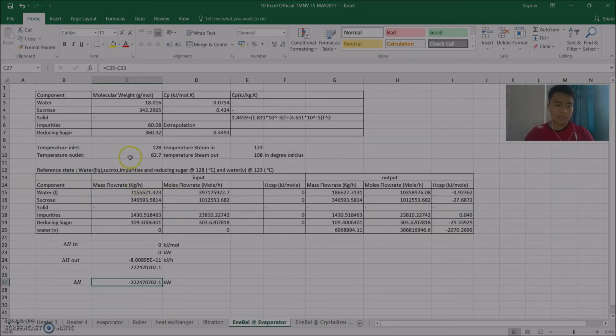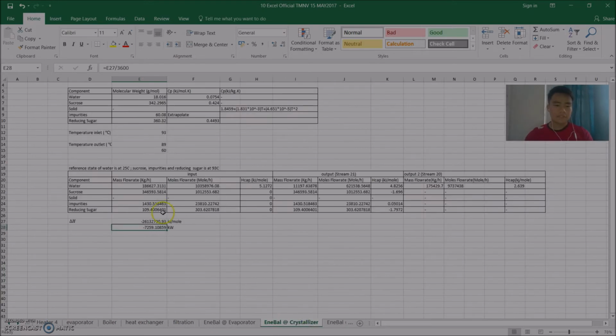Next is the evaporator. As you can see here, the temperature goes from 128 to 62.7 degrees Celsius. First we set a reference state of water liquid, sucrose, impurities and reducing sugar at 128 degrees Celsius, and water vapor at 123 degrees Celsius. So the delta H we get is negative 222,470,702.1 kilowatts.